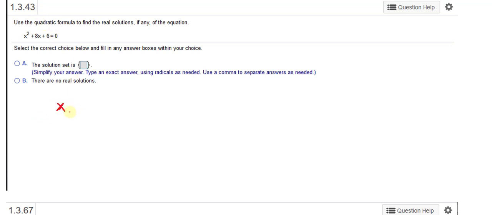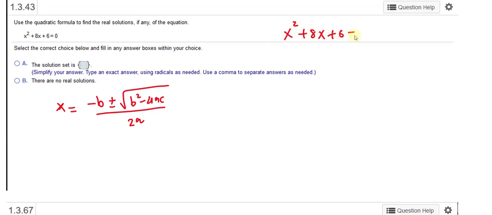x equals minus b plus or minus the square root of b squared minus 4ac, divided by 2a. Now let's write the equation here: x squared plus 8x plus 6 equals 0. 1 is the coefficient of the x squared term, so a equals 1. b is the coefficient of x, which is 8, and c is the constant, 6. So let's try the substitution here.